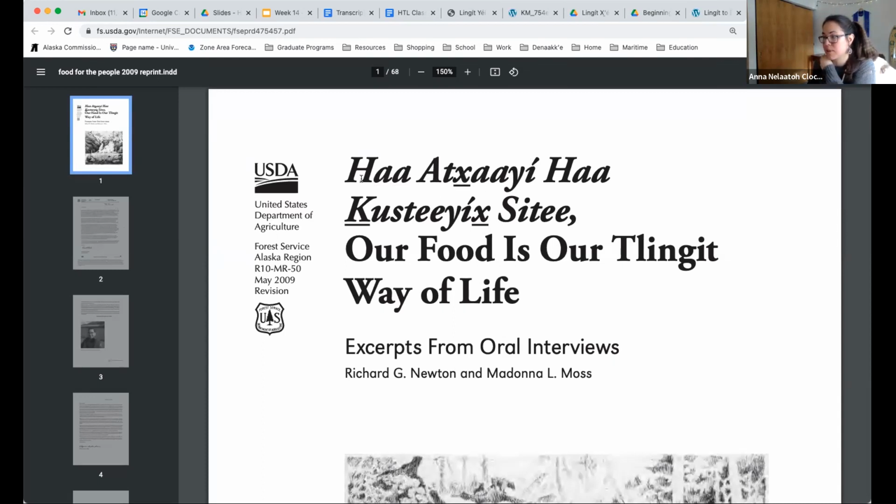So let's do the whole phrase. I'm going to read it really slow and then go ahead and read the whole thing right after me. Ha'akai hakusti siki. Okay. Any questions about the title of this book? This is a really good one. And I'll probably make a lesson about plants using this resource.